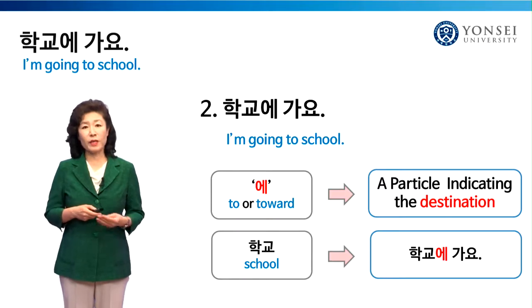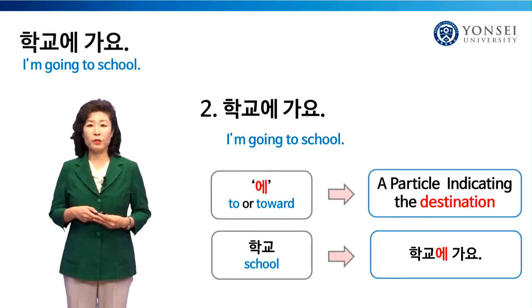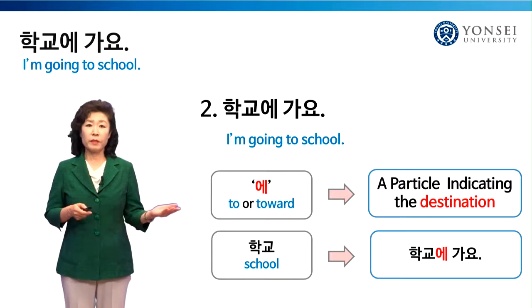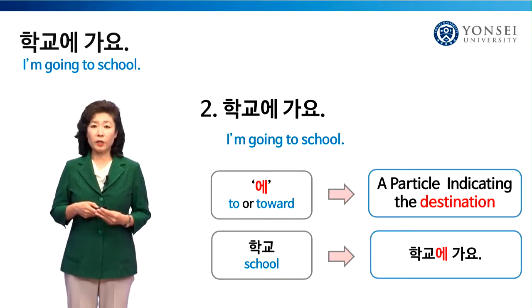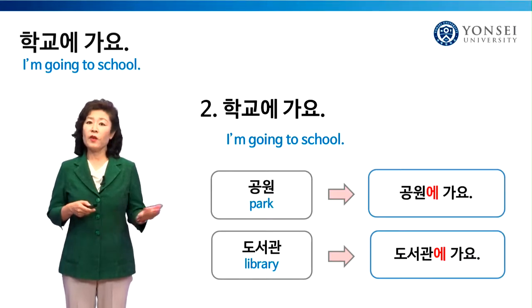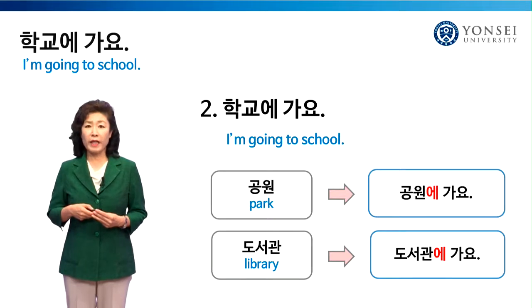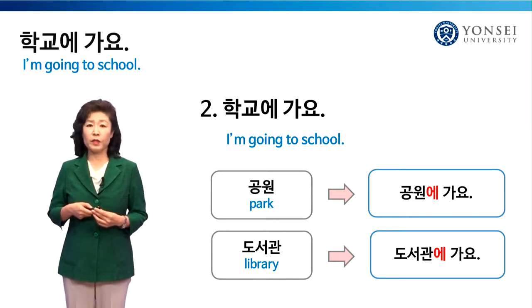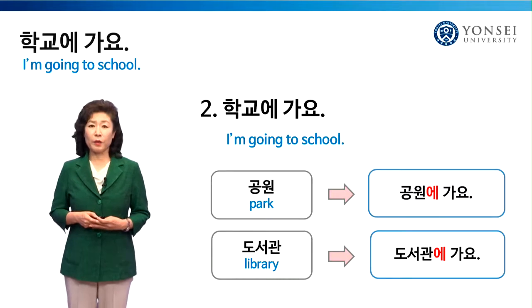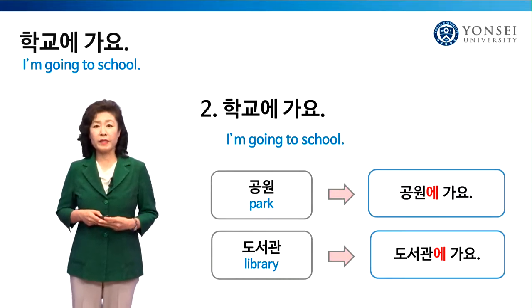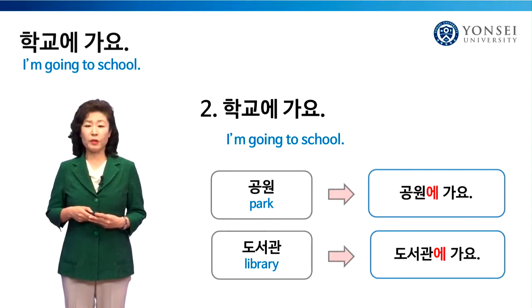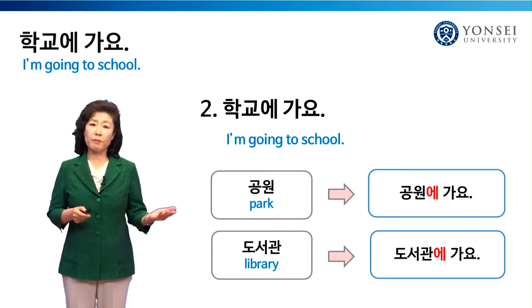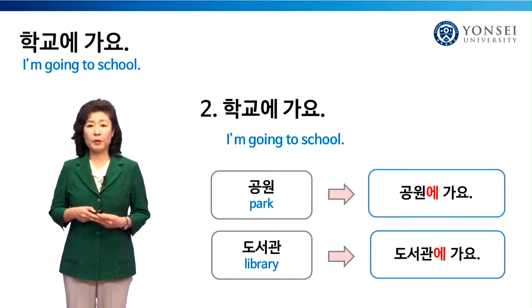Then how would you respond to the question, 어디에 가요? You have to use the postpositional particle 에 to indicate the destination you are heading to. For example, if you are going to school, you say 학교에 가요. If you're going to the park, you can say 공원에 가요. If a person asks specifically 학교에 가요, you can respond 네, 학교에 가요. If you're not going to school but the library, you can respond 아니요, 도서관에 가요. Shall we practice it together? 학교에 가요? 네, 학교에 가요. Excellent work.